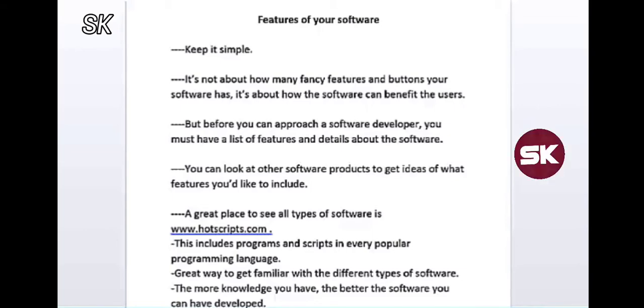But before you can approach a software developer, you must have a list of features and details about the software product you plan to create. To get ideas, you can look at other software products in a similar industry. You can also go to a website called hotscripts.com. This site includes programs and scripts in every popular programming language. It's a great way to get familiar with the different types of software out there, and you can also read the reviews for the various software products on that site. Basically, the more knowledge you have, the better the software you can have developed.